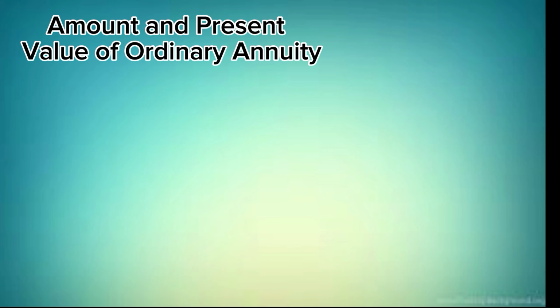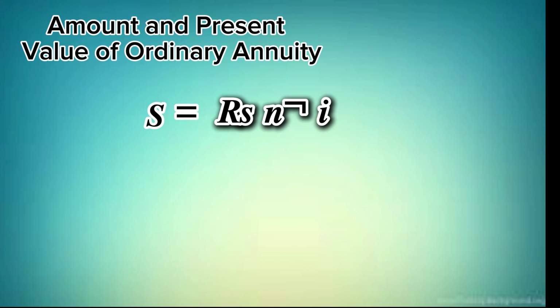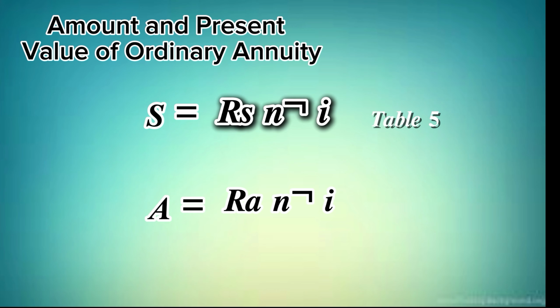We are going to use the formulas S equals RS angle I, and A equals RA angle I. So later on, we are going to use table number 5 and table 6 for our A. And for us, we're going to solve for the amount and for the present value. So this is the example of simple annuities.